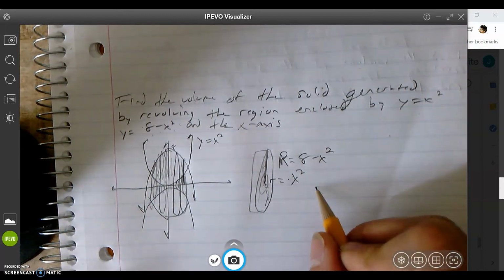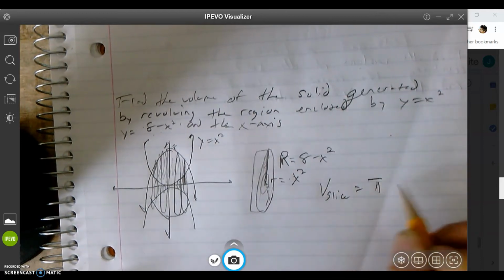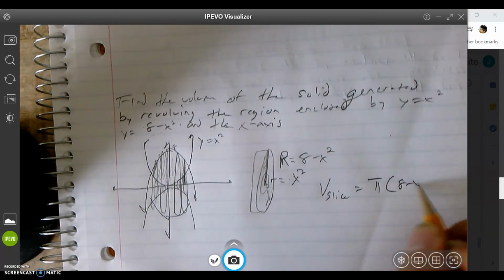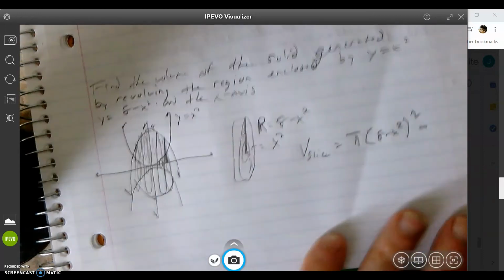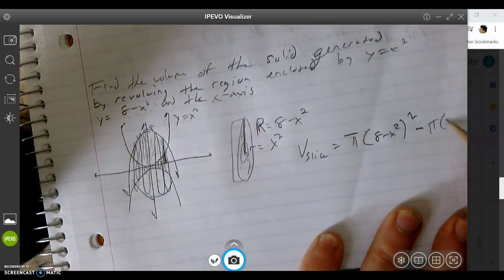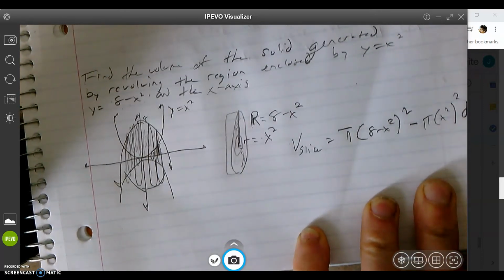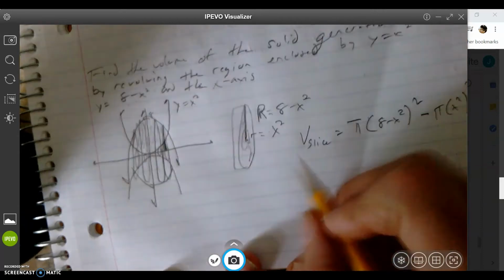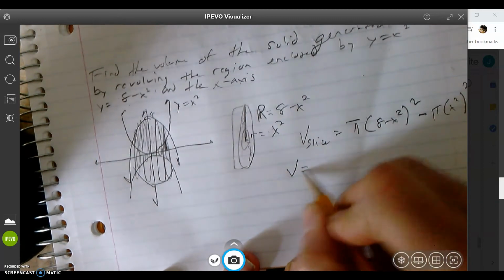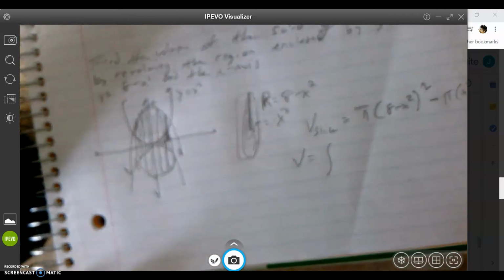So the volume of a slice is going to be big circle pi R squared minus pi r squared times, yeah, you're right, dx. So that's the width right there. Okay? So we're going to have the volume of the entire thing is the integral between what and what. Okay, what are these intersection points? See if you can figure them out if you haven't already.